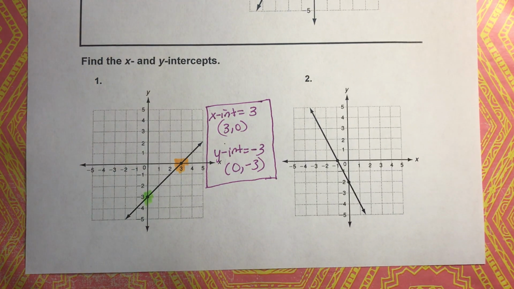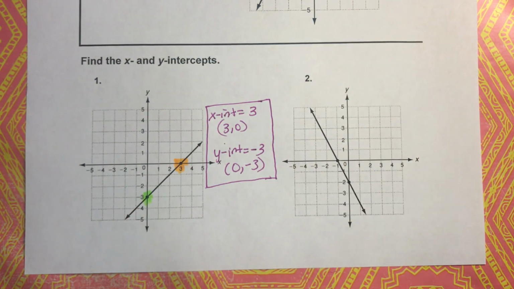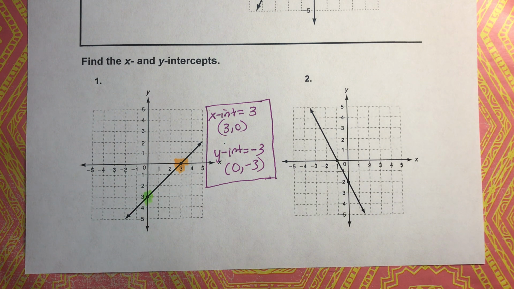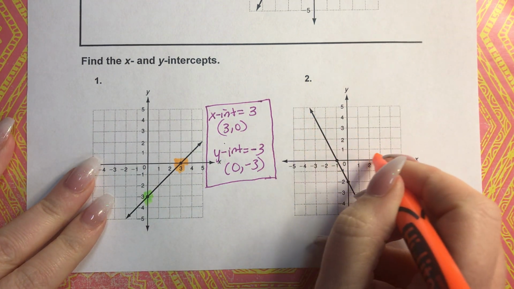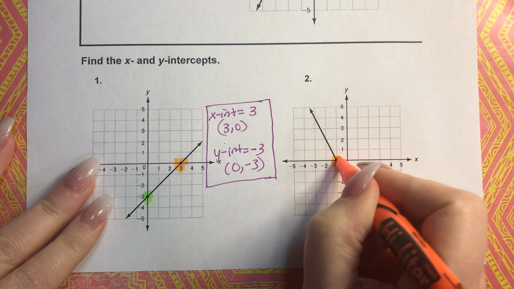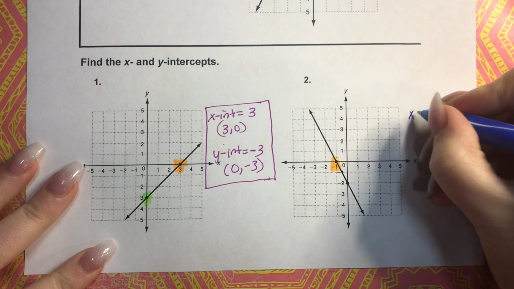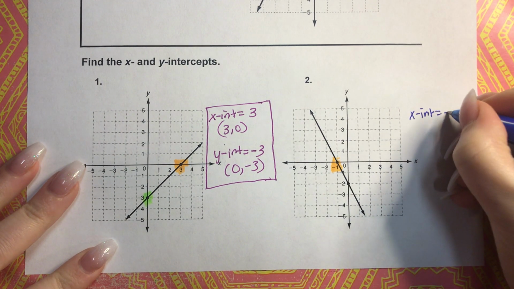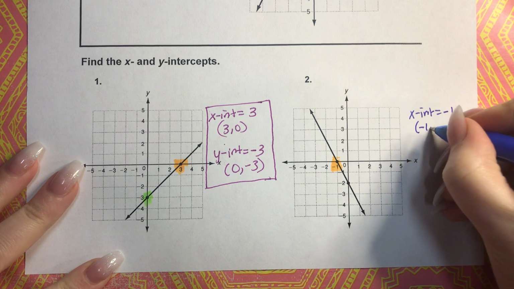All right, let's look at number 2, and I want you to try to work out number 2 on your own. So go ahead and pause, work it out. When you get done, press play, and we'll talk about it. All right, let's see how you did. So you have to talk about the x-intercept first, right? The x-intercept is where this line intersects the x-axis, which is right here. So your x-intercept would be -1, which is the point -1, 0.